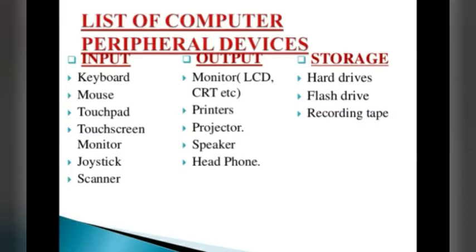List of the computer peripheral devices that are input, output, and storage, which we have already discussed. Inputs: keyboard, mouse, touchpad, touchscreen, monitor, joystick, scanner. Output: monitor, printer, projector, speaker, headphone. Storage: hard disk, flash drive, recording tape.